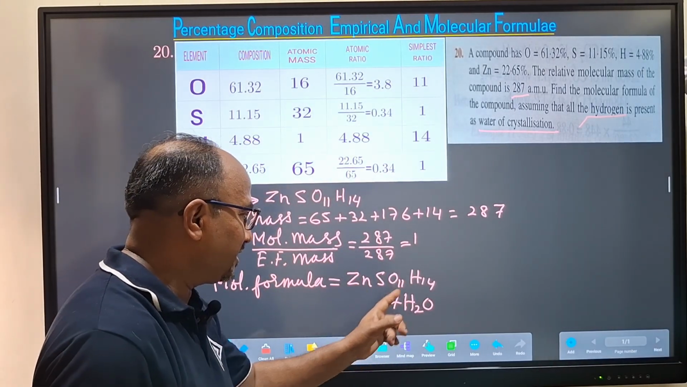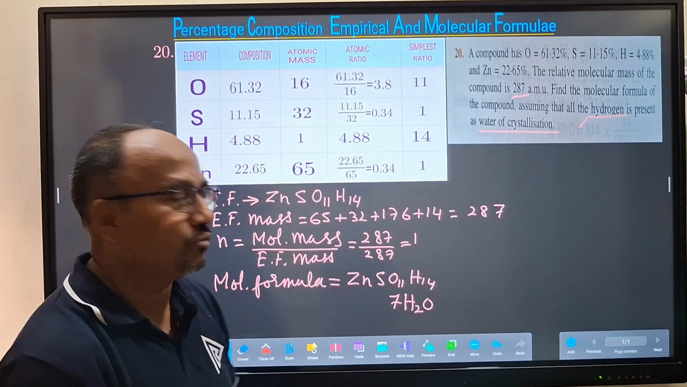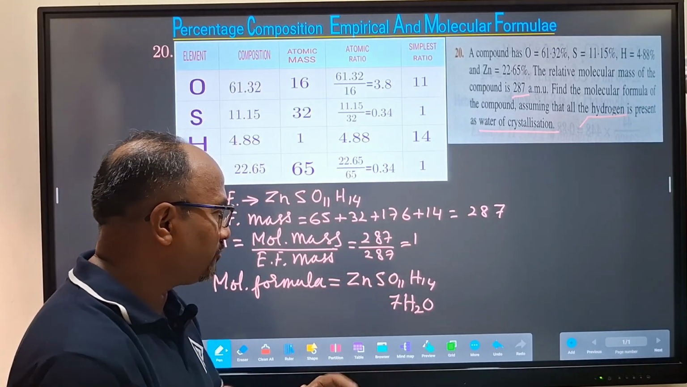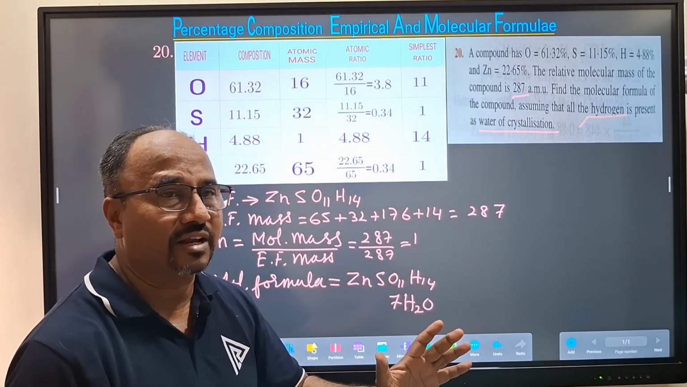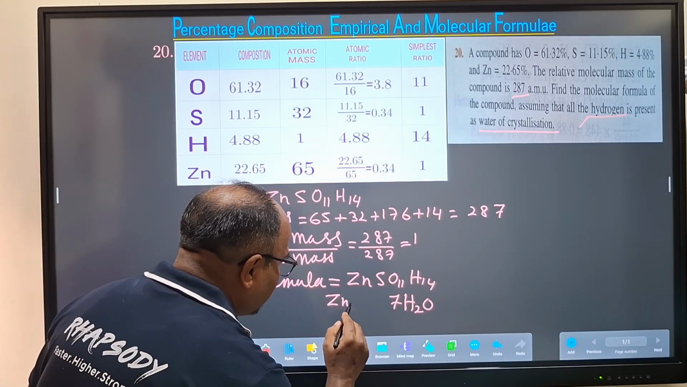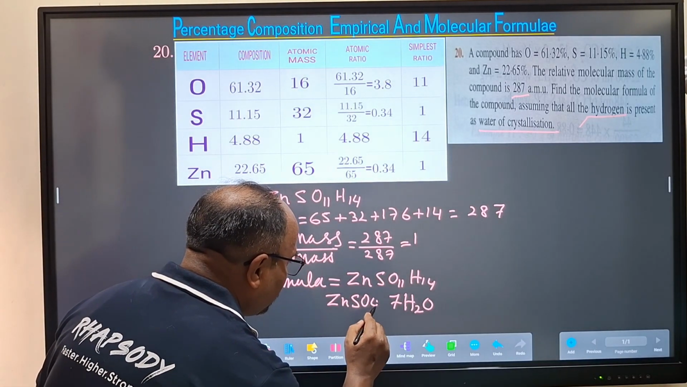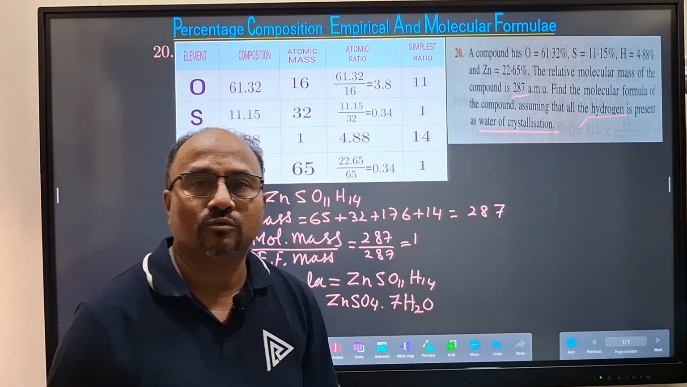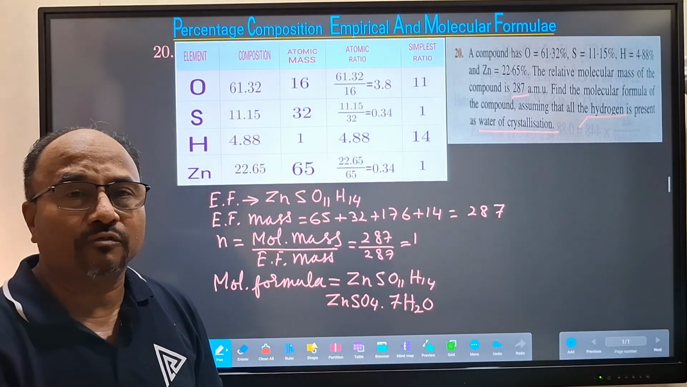But the moment I write here 7, oxygen is also used. So from 11 of them, 7 is used up in water of crystallization. 4 are left. So this becomes ZnSO4.7H2O. So you get the solution of this one.